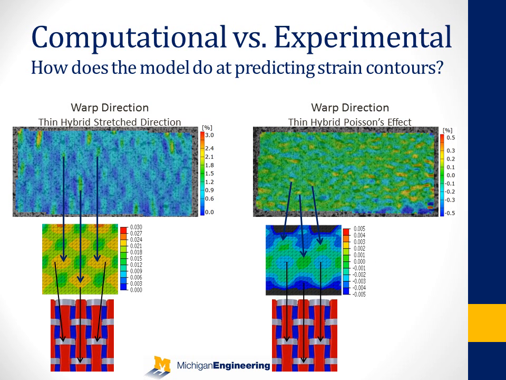Computational versus experimental in terms of strain. As you can tell from both the left and the right images, the strain contours are very similar. Now, the magnitudes are different, and this may be due to inaccuracies in the SolidWorks model. However, it is capturing the right patterns.